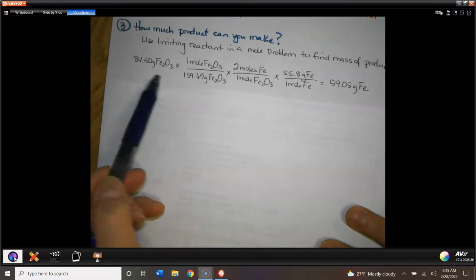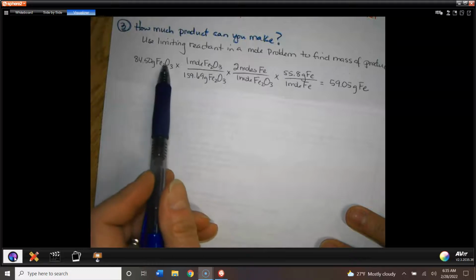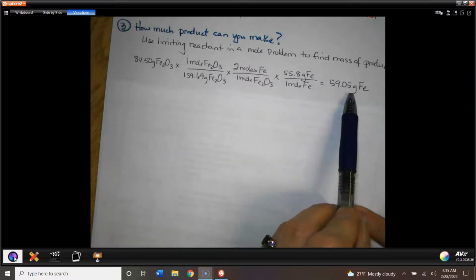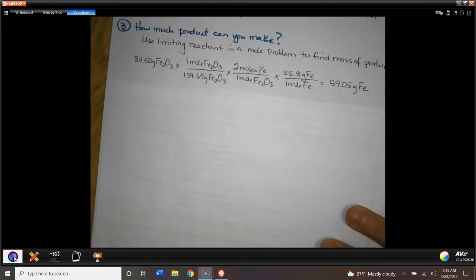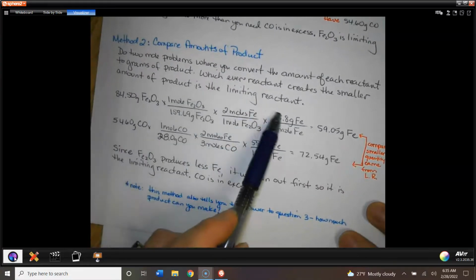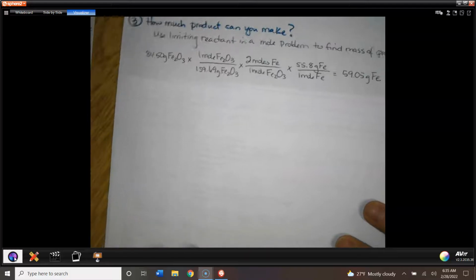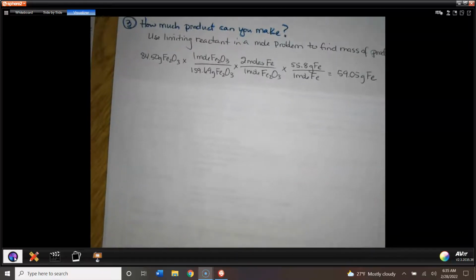Well, I know that my iron oxide is going to be limiting, so I'm going to use that and figure out how many grams of iron I can actually make. That calculation is actually the same as the one we did to figure out what's limiting, so I have the same answer there. Okay, that answers 3 of our 5 questions. That deals with the limiting reactant, how much is running out, and how much product you can actually make.